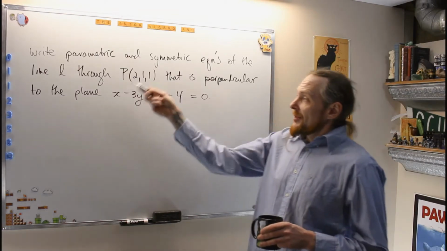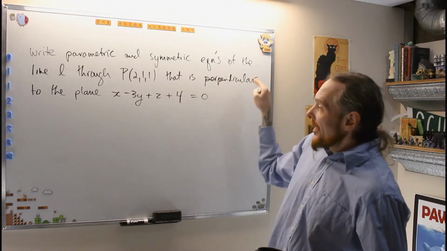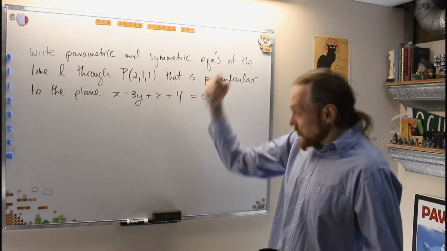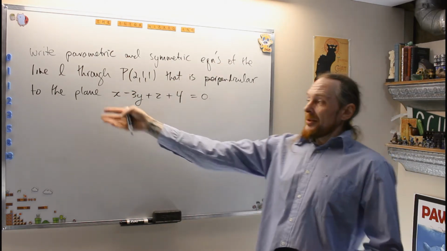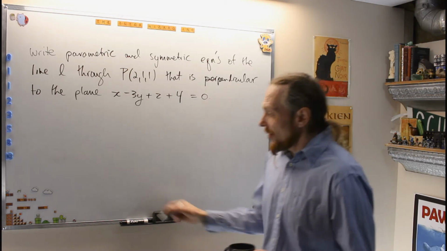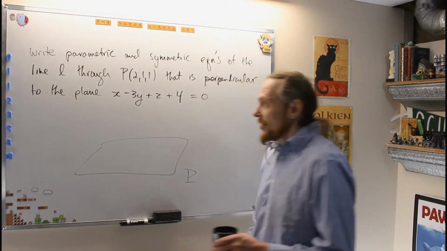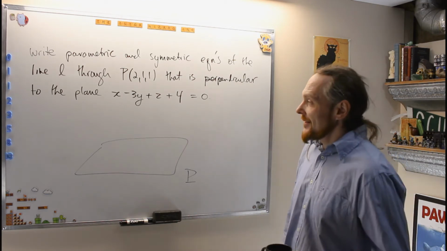What we're doing this time is we're going to write the parametric and symmetric equations of a line L through a point (2, 1, 1) that's perpendicular to a given plane. So first of all, what I need from this is I have a plane P. You should draw a picture. My brain now can see this.